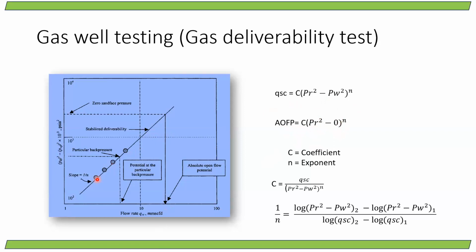If you have 4 points, you can start constructing even more points. And finally, you will reach a point where the pressure will be the minimum, and corresponding to that, the flow rate will be the maximum. So that is what you have to do.